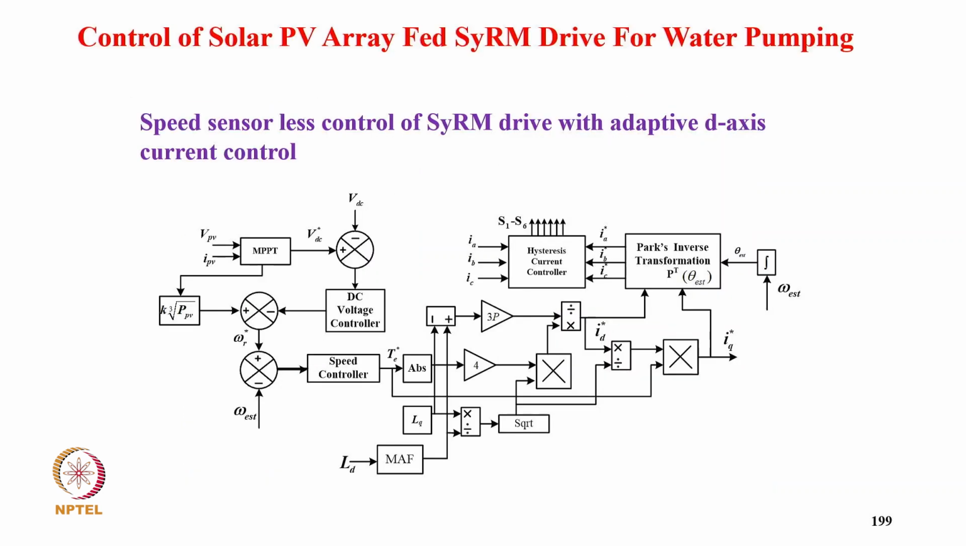And this is the speed sensorless control of switched reluctance motor, the adaptive T-axis control. So similar control, we have a DC link voltage control. The DC link voltage reference we get typically from PV power, VDC star. Then the DC link voltage gives a negative component of reference speed, and from power we get the positive component. Then we have an estimated speed. So speed control gives the torque, and from there we have all the calculation of ID, IQ, and then with estimated speed we are able to get three phase currents, and with sensed current we get a gating signal.